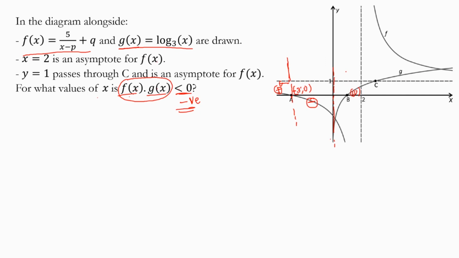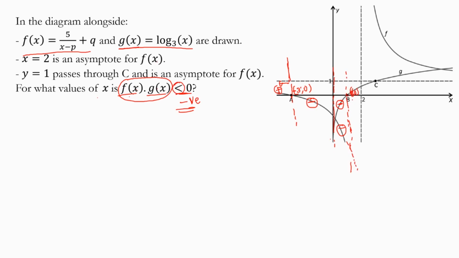Then if we come to B, between 0 and 1, we have both g(x) and f(x). g(x) is negative, and f(x) is negative. You see that? Negative means below the x-axis. When they are above the x-axis, the graph is positive. When it's below the x-axis, the graph is negative.